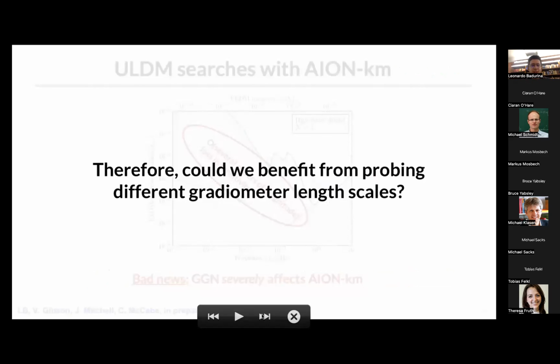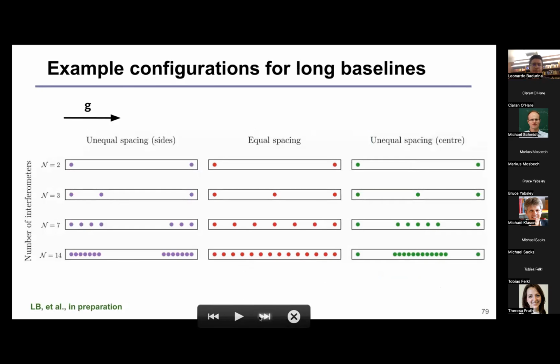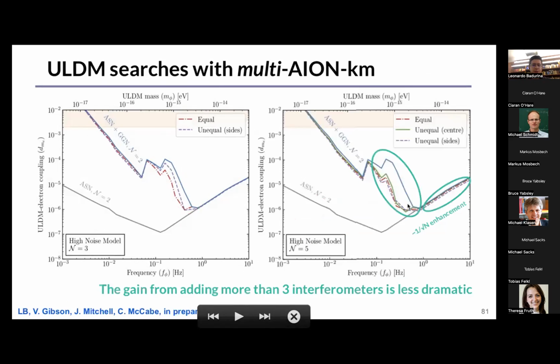We asked precisely the question: could we benefit from probing different gradiometer length scales? And the answer is yes. We invented, with our experimental colleagues, a new type of configuration called the multi-gradiometer configuration. This consists of having not just two atom interferometers to perform a single gradiometer measurement, but many more atom interferometers along this vertical baseline, and we would be able to perform many cross-correlation type gradiometer measurements. In so doing, with some example baselines, we would be able to recover some parts of parameter space which had been lost due to GGN.